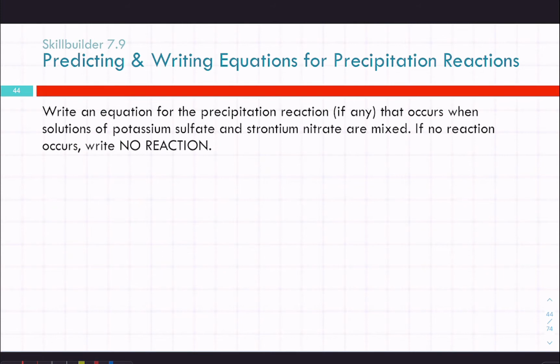Okay, so another precipitation reaction, potentially, of potassium sulfate and strontium nitrate. So again, potassium and sulfate. Does anybody know the formula for sulfate? SO4, 2 minus. Strontium nitrate. Strontium, I don't know why, but rubidium, strontium, cesium, and barium, I always have to check. Someday I'll get them. Strontium and then nitrate, so NO3 minus.